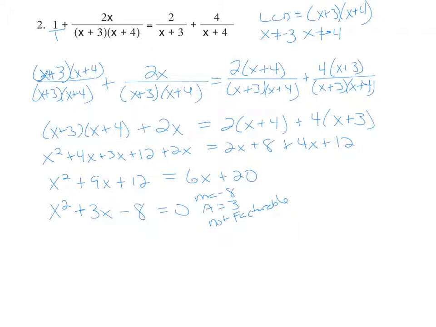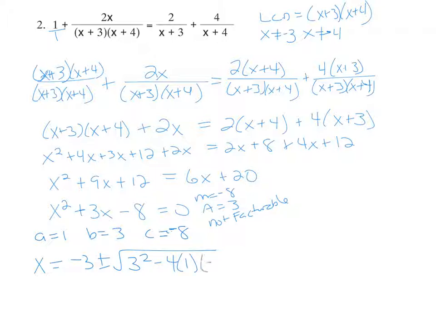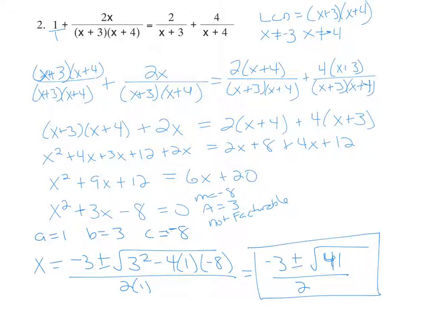If I use my quadratic formula, I have a equals 1, b equals 3, c equals negative 8, and I have x equals negative 3 plus or minus the square root of 3 squared minus 4 times 1 times negative 8, all over 2 times 1, negative 3 plus or minus. If I simplify that all down, I end up getting 41 all over 2. Square root of 41 cannot be simplified, so this ends up being my solution, or my two solutions.